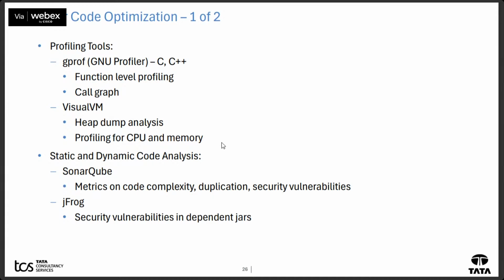Then we have static and dynamic code analysis during development time. We have SonarQube to look at the code quality, the code complexity, the duplication, and the security vulnerabilities. Then we have JFrog, which highlights the security vulnerabilities in all the dependent jars which we use within our application.